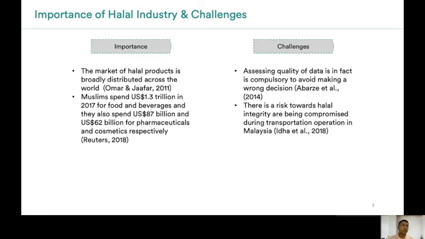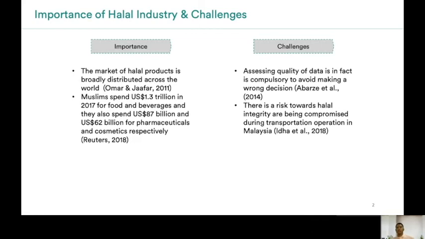So the first one is about the importance of the halal industry. In 2011, Omar and Javad said that the market of halal products is broadly distributed across the world, which leads to an increase in demand for halal products, which are not limited to Muslim countries only, but also non-Muslim countries. So the global halal market has emerged as a new growth sector in the global economy, and it's creating a strong presence in the developed countries.